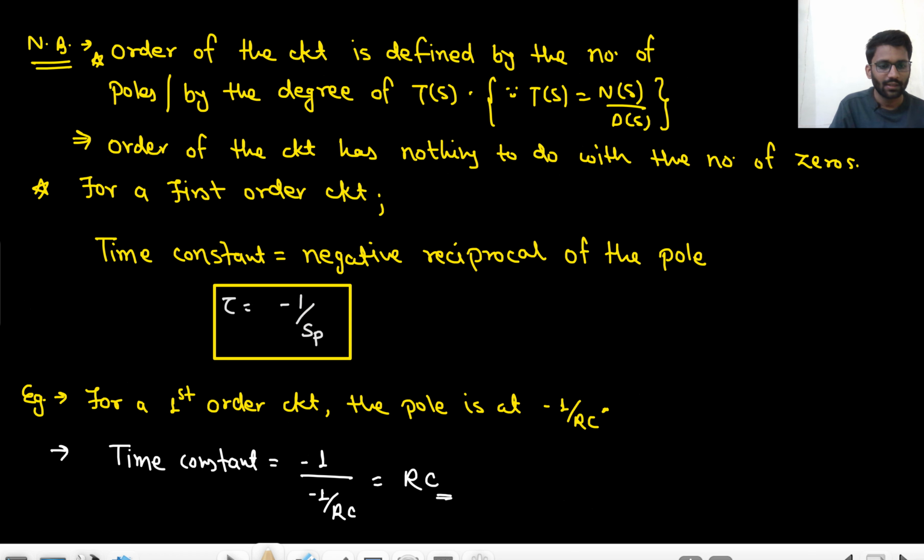Then you studied the order of a circuit. After finding the transfer function V naught s by V in s, or I naught s by V in s, or V naught s by I in s, you will just find the transfer function. Then you will see how many poles are there. If there are two poles, second order; one pole, first order; three poles, third order. Then one more thing, that for a first order circuit, the time constant is just the negative reciprocal of the pole. So these things we have understood.